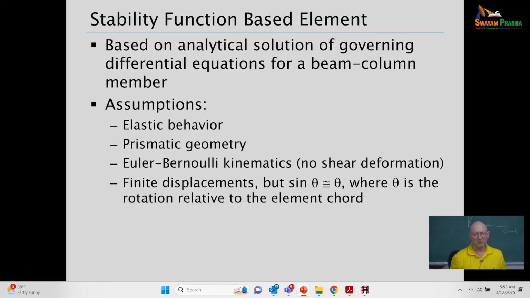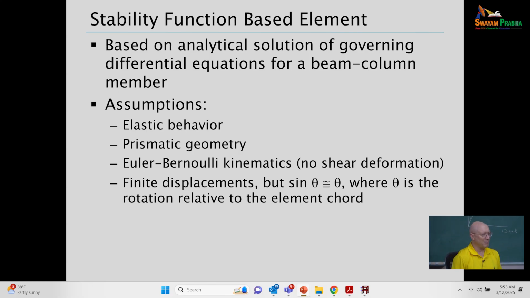So stability function element, what is it? Basically, in terms of the development, you set up the governing differential equations for a beam column member. A typical stability function based solution is based on the assumptions that the response is elastic. It's typically done with a prismatic geometry of the member, Euler-Bernoulli kinematics, so no shear deformations, plane sections remain plane and normal to the axis of the member.